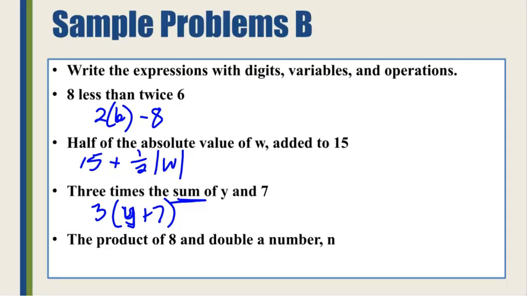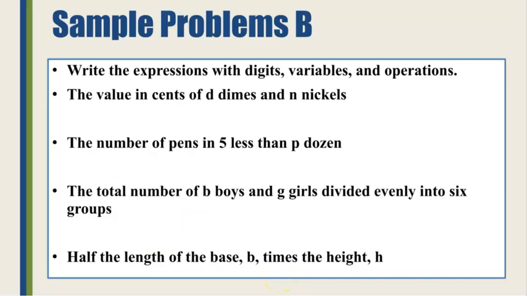Next one, the product of 8 and double a number n. So the product, which means the answer to the multiplication of 8 and double a number n. So that would be 8 times 2n. Or you could put that in parentheses, so it could be 8 in parentheses, 2n in parentheses. That would also work.